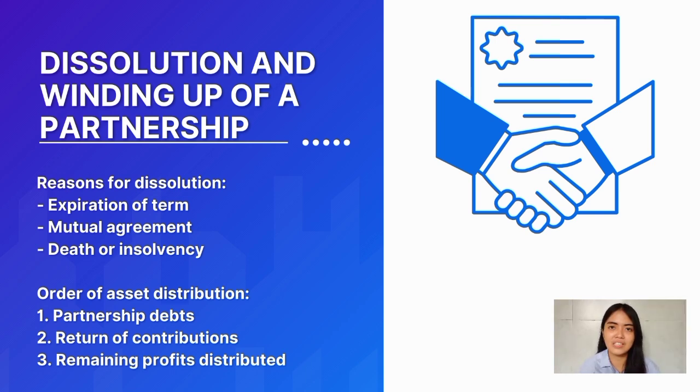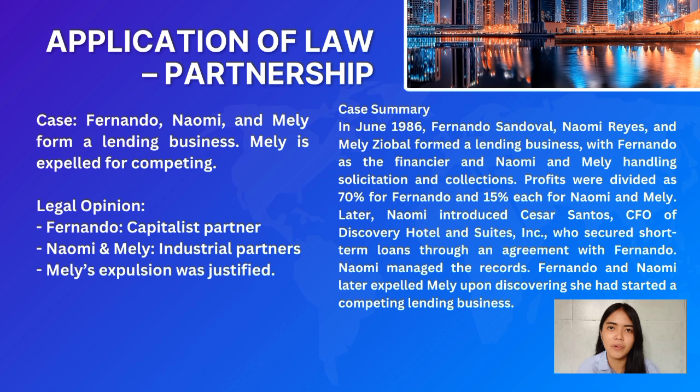Let's consider a real-world case. Fernando Sandoval, Naomi Reyes, and Meli Zoyobal formed a lending business. Fernando provided the capital while Naomi and Meli handled collections. Naomi introduced a new partner, Cesar Santos. Later, Meli was expelled for starting a competing business. Legal opinion. Fernando was a capitalist partner. Naomi and Meli were industrial partners. The expulsion of Meli was justified because industrial partners cannot engage in a competing business.